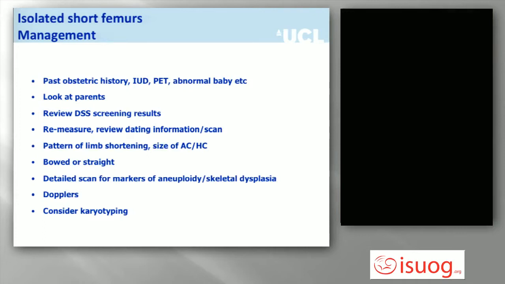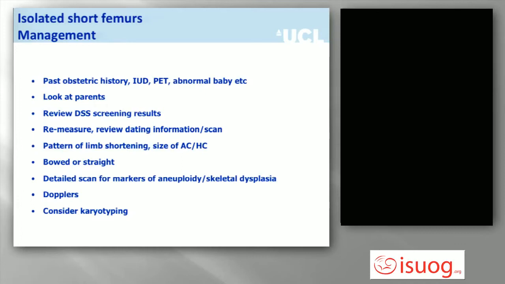Remeasure, as I've said, check the dates and that sort of thing. And look at the pattern of limb shortening, the size of the head and abdominal circumference as well. And again, make sure you've decided whether they're bowed or straight. Do a detailed scan for markers of aneuploidy, because clearly short femurs can be a marker of aneuploidy, but not usually in isolation. You would normally find some other marker or biochemical marker indicating that.